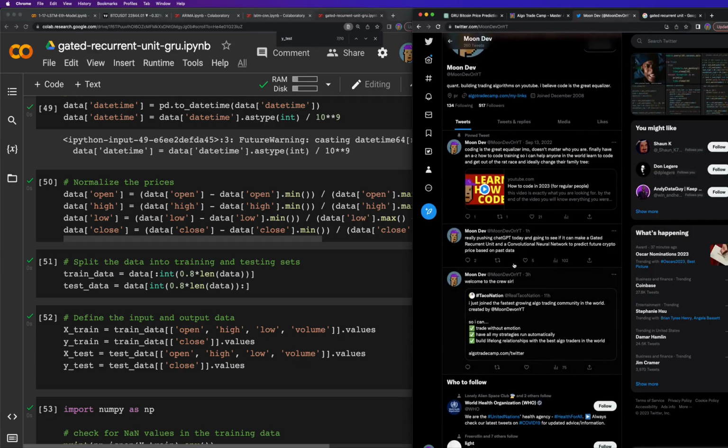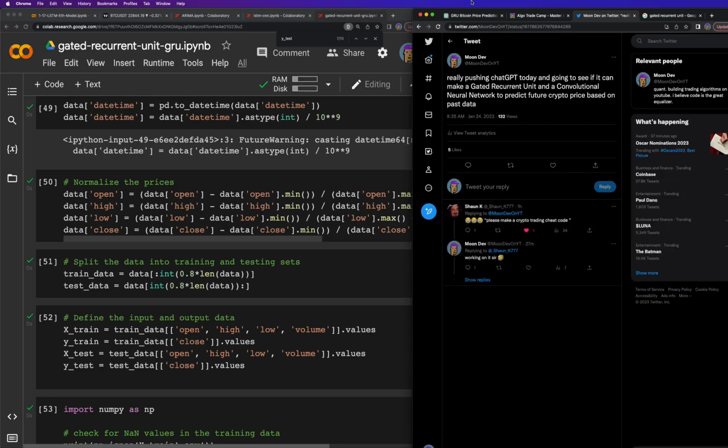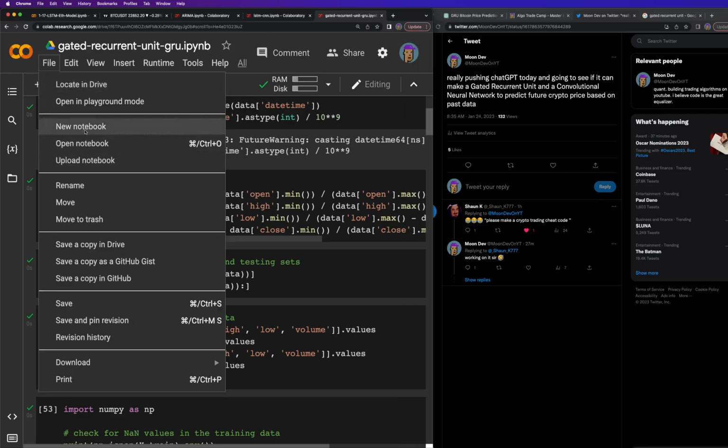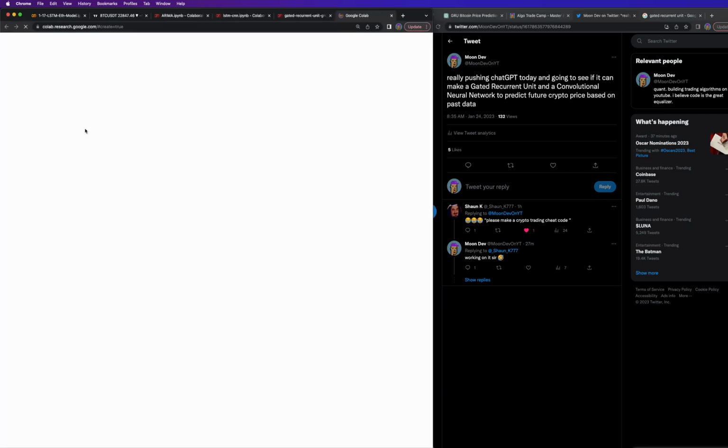If I go over to my Twitter really quickly, I said I'm really pushing ChatGPT today, going to see if I can make a gated recurrent unit, a GRU, and a CNN to predict future crypto price based on past data. And that's what we're doing. It's pretty awesome. And I do encourage you, even if you don't know how to code, follow along, because at the end of the day, I didn't know how to code either. And I just knew if I could automate my trading, I would trade much better.